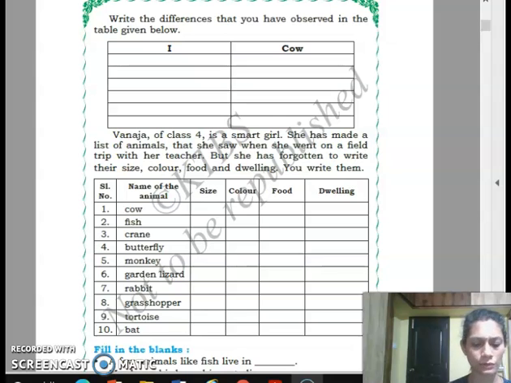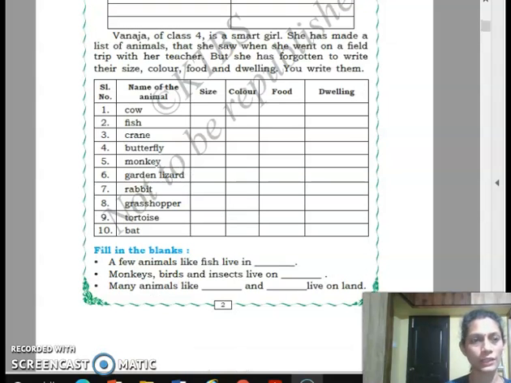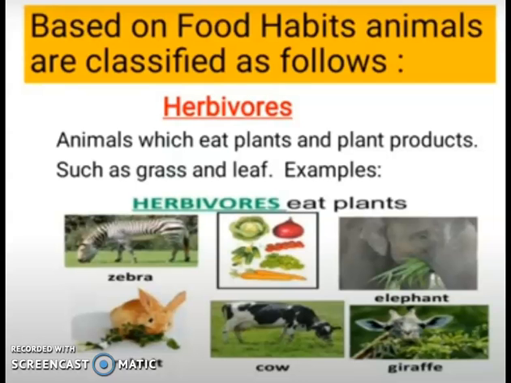Now, next. Look at this. A few animals like fish live in water. Monkeys, birds, insects live on land. Many animals like cow, tiger live on land.